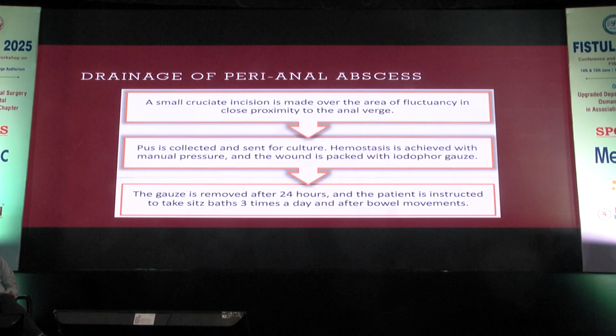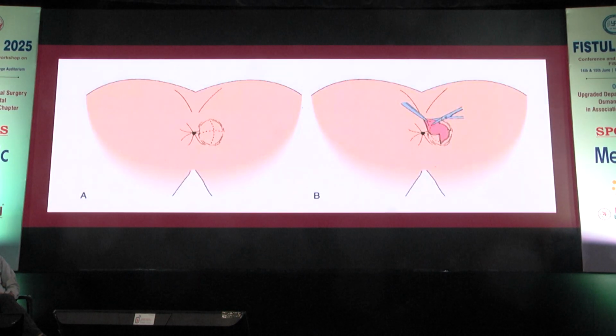Now, cruciate incision. Previously we used to take a cruciate incision. Now there is a simple radial incision. Take a suction and then take out the pus, whatever has collected in the abscess cavity. And whether to identify the fistula or not, we will discuss. And this is the drainage of the perianal abscess.